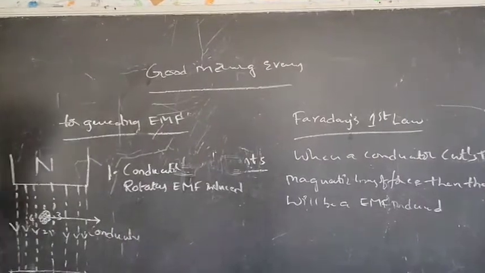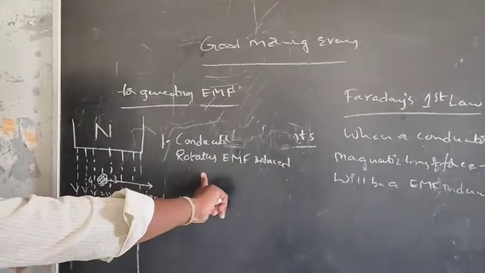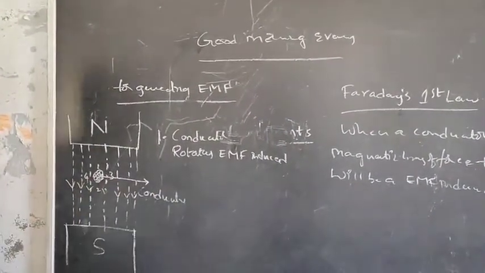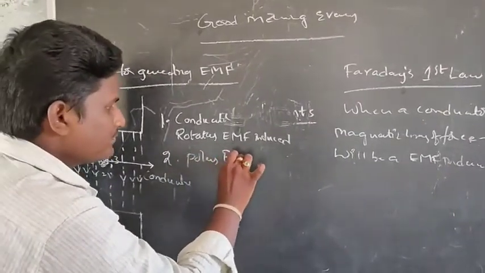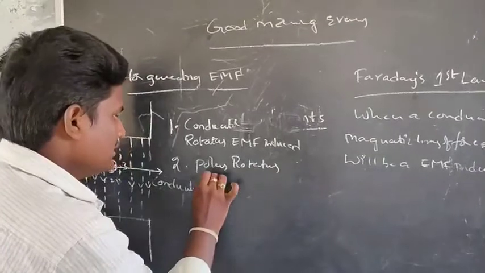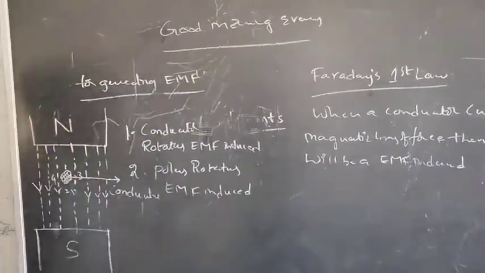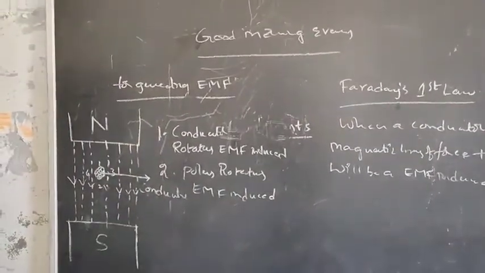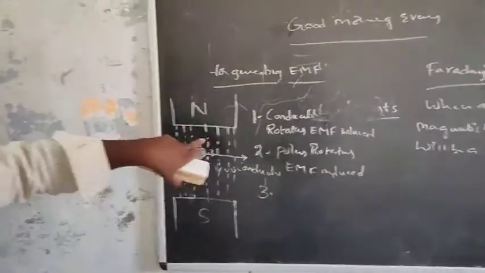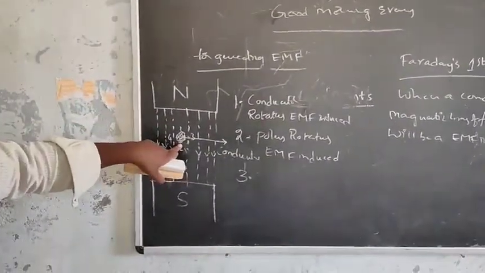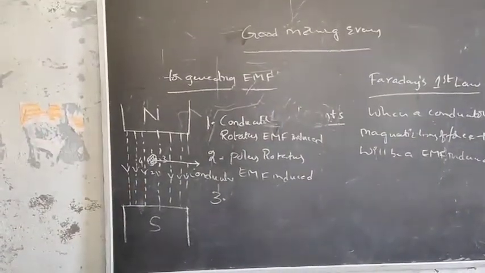There is another case. If the poles, north pole and south pole, are interchanged, or rotate, they cut the magnetic lines. So the second case is poles rotate, EMF induced. In both cases, when the EMF is induced, it cuts the flux lines. That means the flux cutting changes.